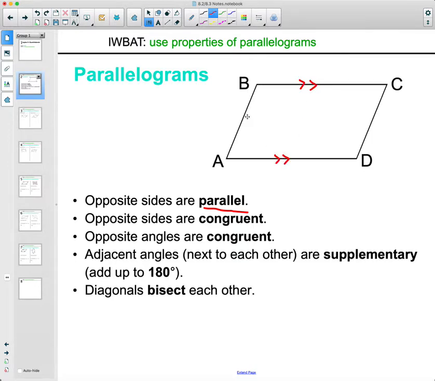If you remember, the marking for parallel is putting the little arrows on the side. So one arrow would be parallel to one arrow and then 2 to 2. So the tops are parallel and the bottoms. So 2 pairs of parallel sides.